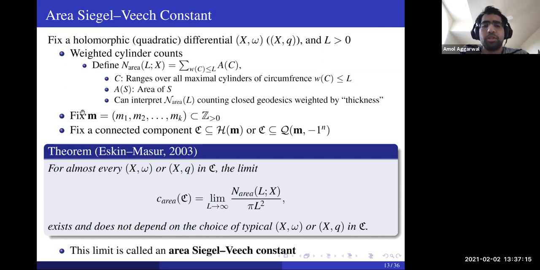Let's fix some stratum with multiplicities m_1 all the way to m_k of the zeros. And we'll fix some connected component C of the stratum, of either holomorphic or quadratic differentials. The statement, which is quite non-trivial, is that a certain limit exists. This N_area,L(X) scales like L squared, and after I divide by L squared, it converges to a limit. This limit is independent of the choice of X, of (X, ω) or (X, q), in your connected component. This limit is called the area Siegel-Veech constant.